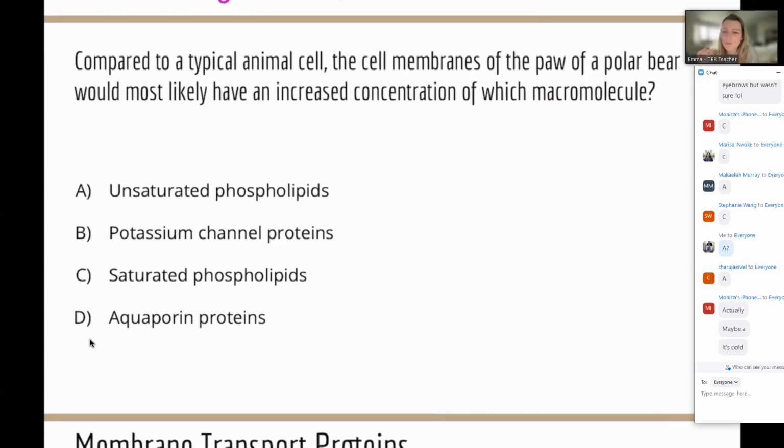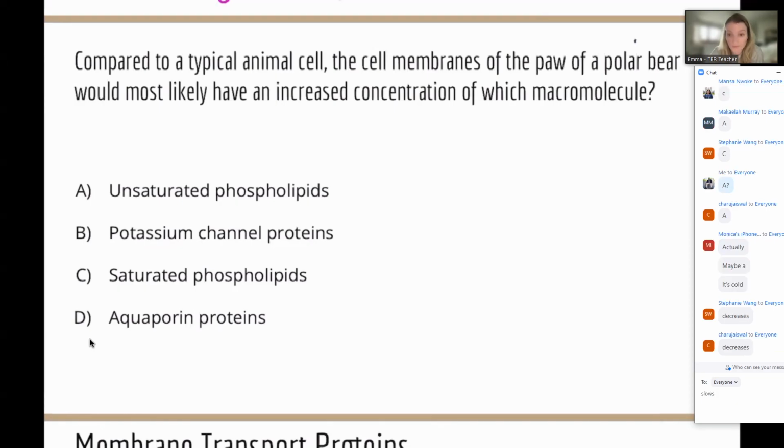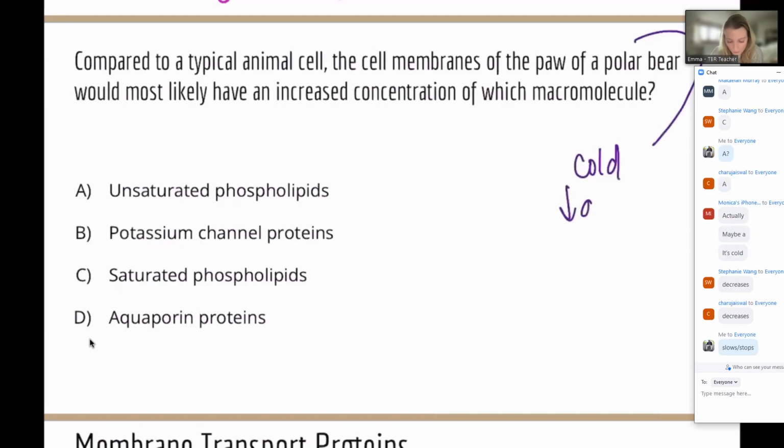All right, so it seems like we're set between A and C. Monica has got, I think, the best kind of clue. It's cold. What do we know happens at cold temperature to fluidity? Cold means a decrease in fluidity just based on the temperature.